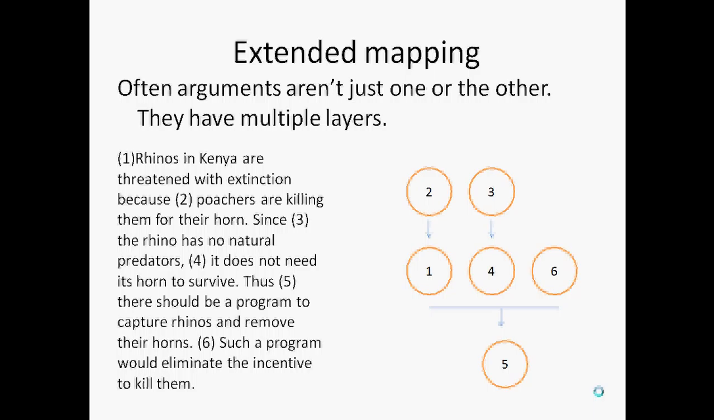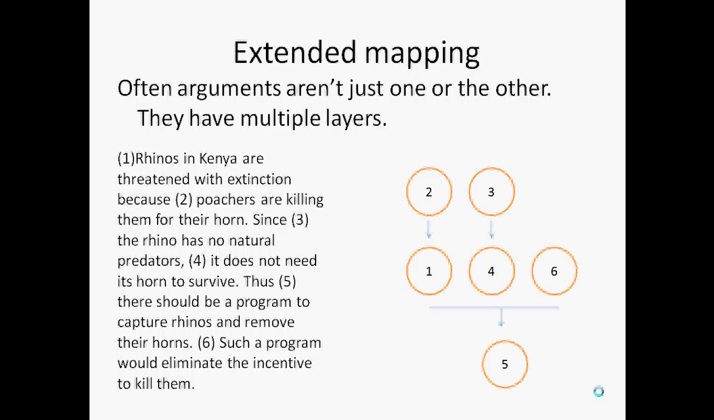Rhinos in Kenya are threatened with extinction because poachers are killing them for their horn. So rhinos, number 1, are threatened with extinction, and that's supported by number 2, which we have over on our map. Since the rhino has no natural predators, so number 3 is pointing to number 4, it does not need its horn to survive. Has no natural predators, therefore it doesn't need its horn. 3 points to number 4.